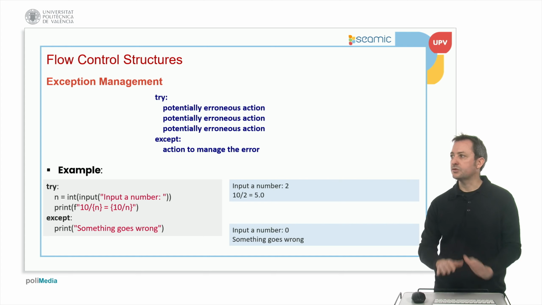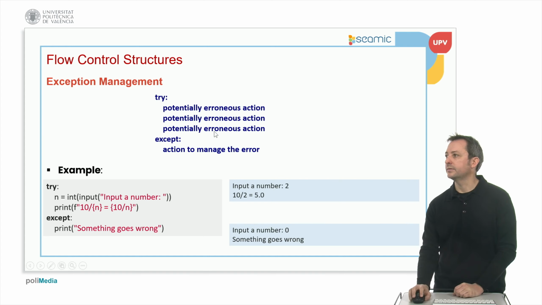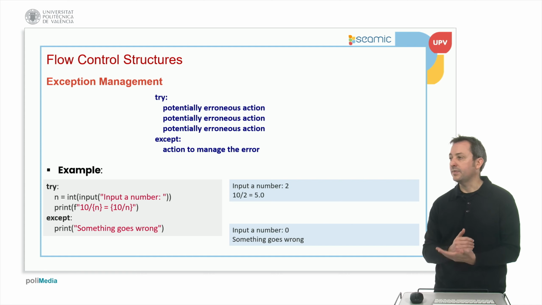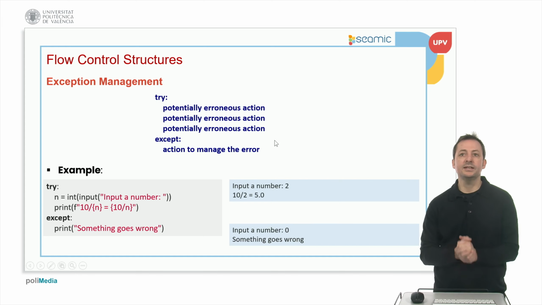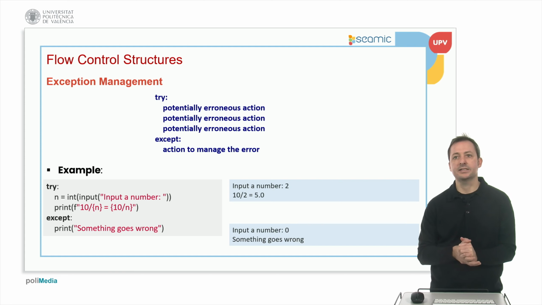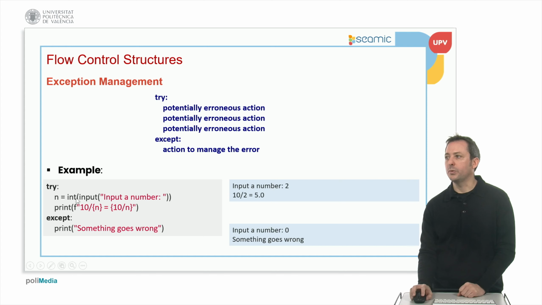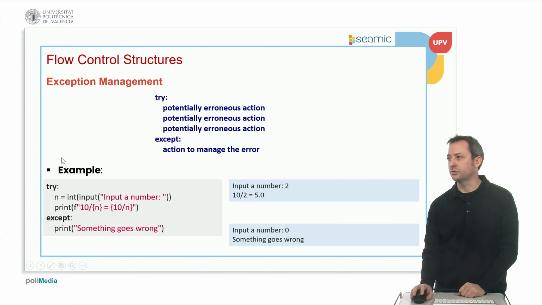So the structure of this try except statement is this one. We define the try block, and inside there are the instructions that can emit some error. And then we use the except statement in order to put those actions that can be executed only in case that the exception occurs. So here we have an example in which inside the try statement there are two instructions.